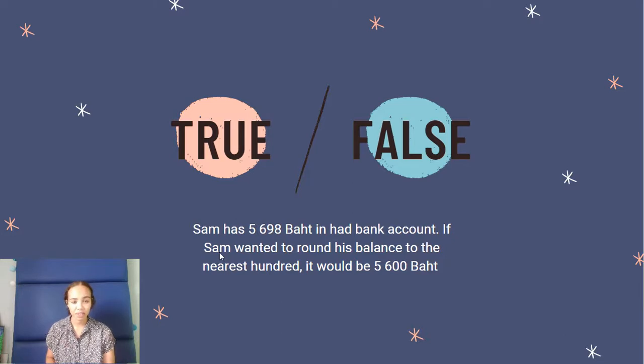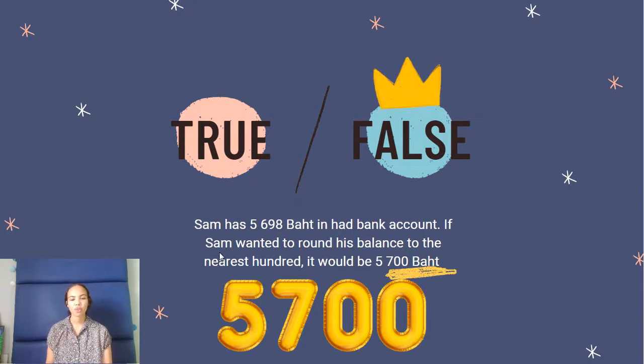Sam has 5,698 baht in his bank account. If Sam wanted to round his balance to the nearest 100, how much money would he have? Would it be 5,600 or would it be 5,700? False. It would be 5,700, not 5,600.